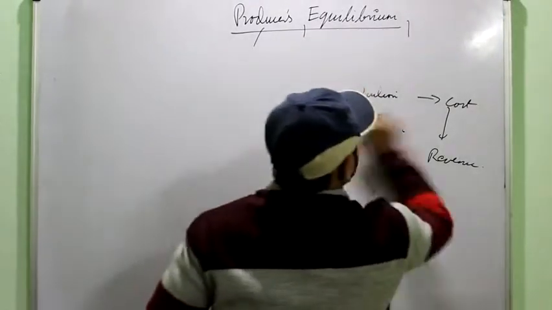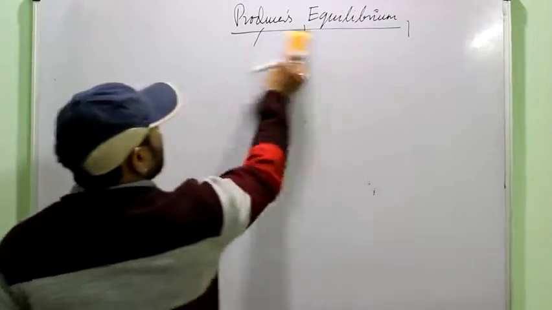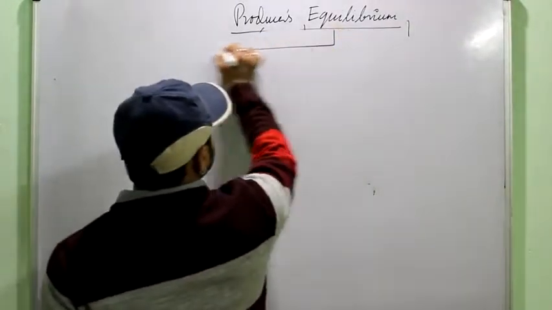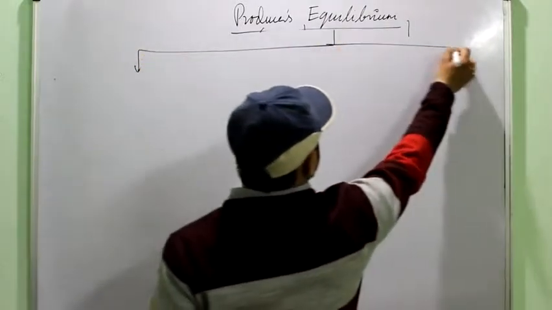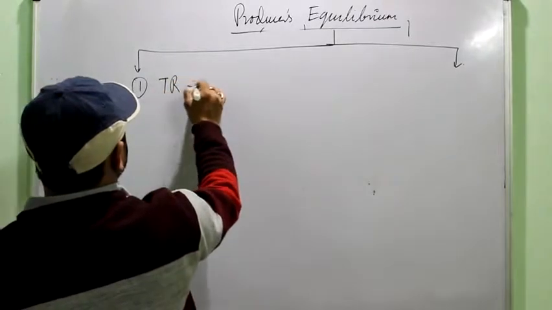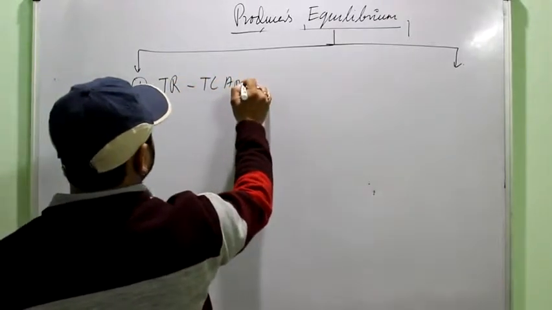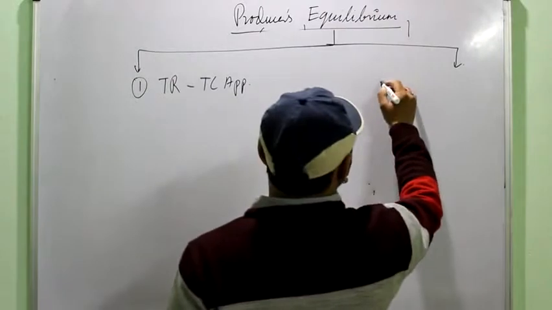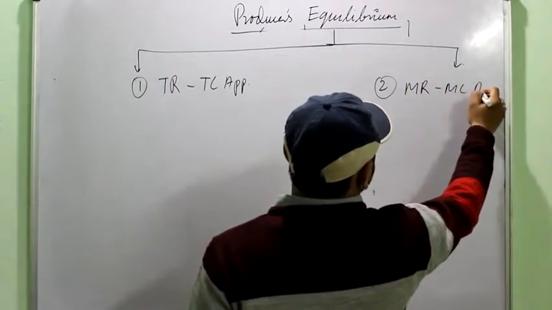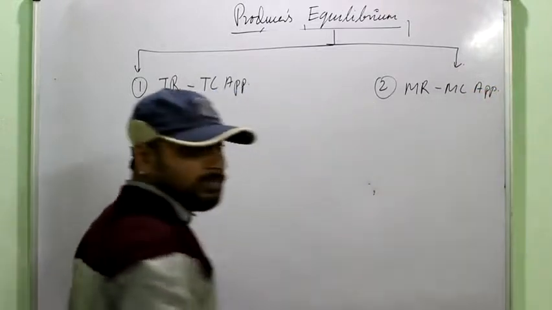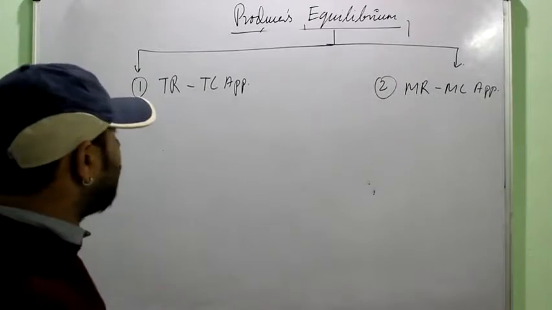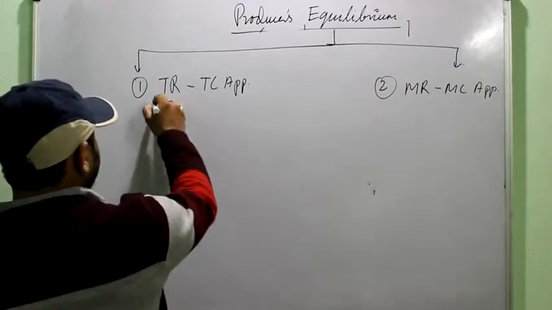Okay, now we also have to understand two approaches behind producer's equilibrium, or two approaches to find the producer's equilibrium. First is the total revenue and total cost approach, and second is the marginal revenue and marginal cost approach. Right, like for the consumer equilibrium you have two approaches, cardinal and ordinal. Here also we have two approaches. First one, the TRTC approach.